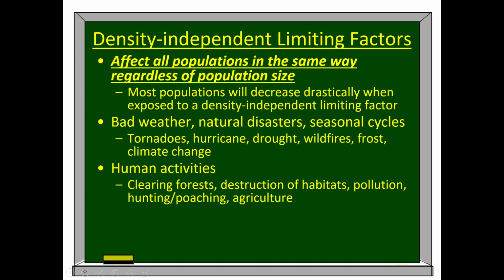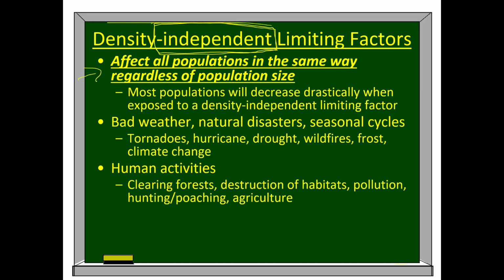All right, now looking at our second category of limiting factors, density independent limiting factors. Whenever we think of the word independent, it is no longer dependent. It doesn't rely anymore on the density of the population. It is independent of the density. So it doesn't matter how dense or how crowded that population is. It's going to affect all of the populations in the exact same way, regardless of their size.